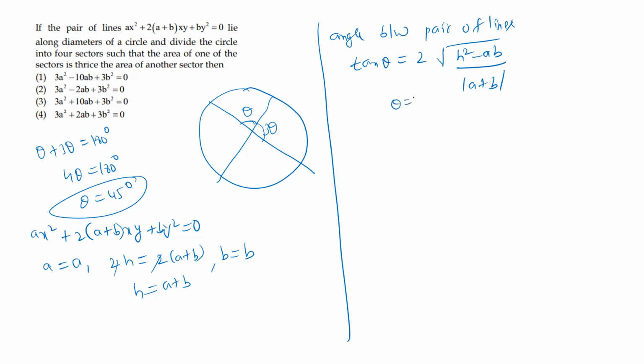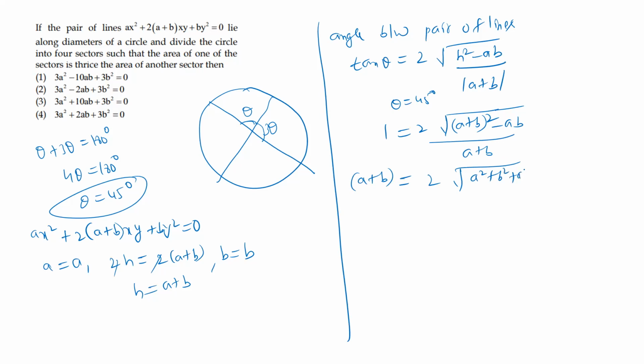Okay. Now theta is clearly how much? 45. Tan 45 is 1. So with h value a plus b, square root of h square minus ab by a plus b. Cross multiplication: a plus b is equal to 2 into the square root of, expanding, a square plus b square plus 2ab minus ab, which means a square plus b square plus ab. Now squaring on both sides, what you'll get here: a square plus b square, 2 square means 4, is multiplied. That means 4a square, 4b square, 4ab.